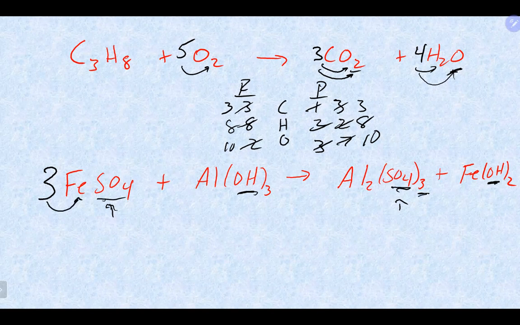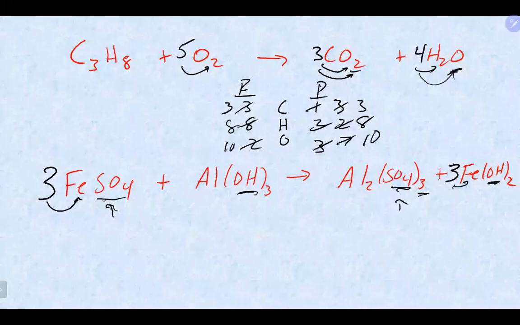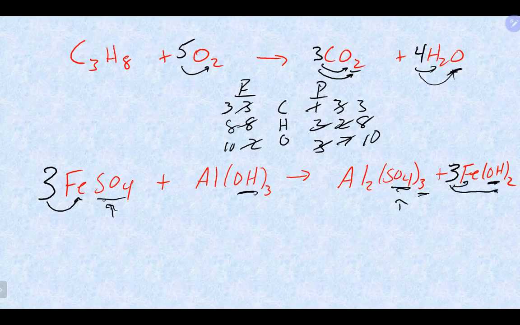So that gives me 3 irons on the left, only 1 on the right, which means I need to put a 3 in front of the iron on the right-hand side. That gives me 3 irons. That also then changes the hydroxide from 2 to 6. And that is where I should go next. So I go back to the left-hand side, and to fix the hydroxide, I just need to put a 2. That also takes care of the aluminum as well. And that usually is what happens. Everything kind of falls into place as you do that.